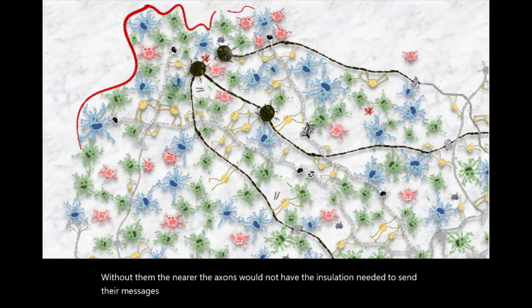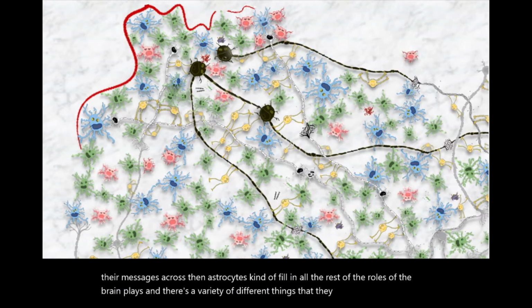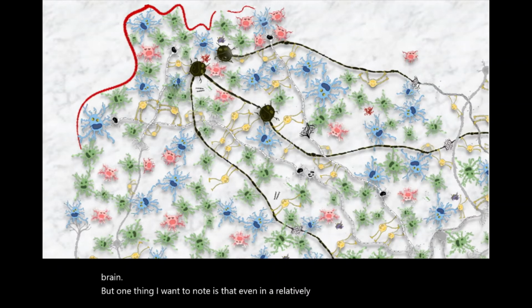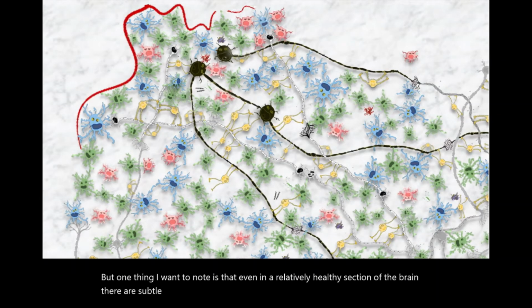Then astrocytes kind of fill in all the rest of the roles that the brain plays. And there's a variety of different things that they do, but they are pretty populous, and you'll find them in abundance in a variety of different sections of the brain. But one thing I want to note is that even in a relatively healthy section of the brain, there are subtle things going wrong that the brain is constantly monitoring and checking, ensuring that the brain is in good enough health.